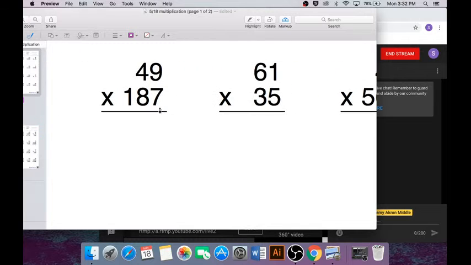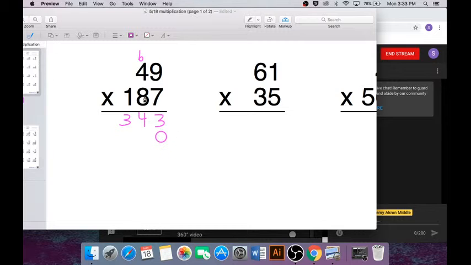Our next problem, we're going to do 7 times 9. 7 times 9 is 63. We put down the 3, carry the 6. Now we're going to do 7 times 4. 7 times 4 is 28, plus the 6 we carried is 34. And then we move to the 8. Because our answer is going to start under the 4, we're going to put a 0 to hold our place.